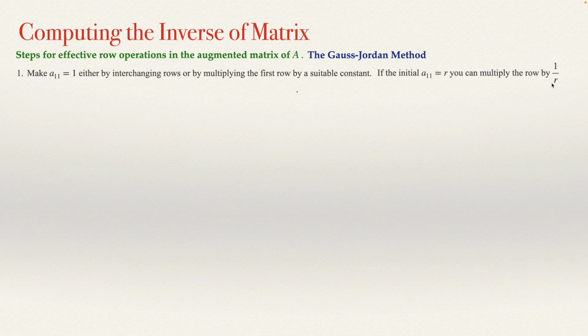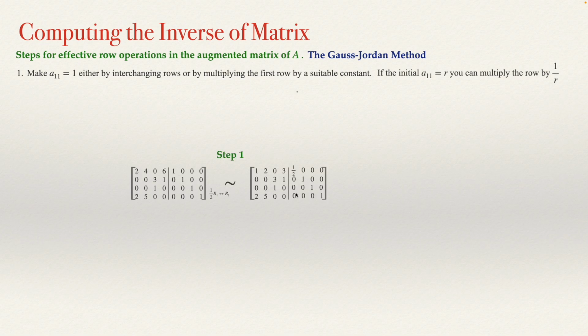That always works. In our example, remember, we have the augmented matrix like this, and we multiply the first row by 1 over 2. That will always work because the first A sub 1,1 was 2. I multiply by 1 over 2, and that for sure makes this number 2 equal 1. So the result was this. This is the first step. Make this number a 1.